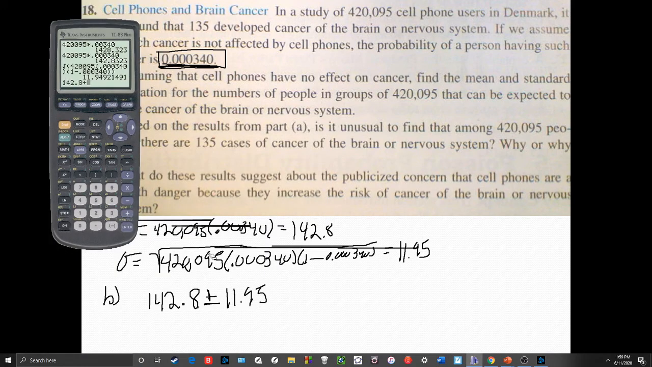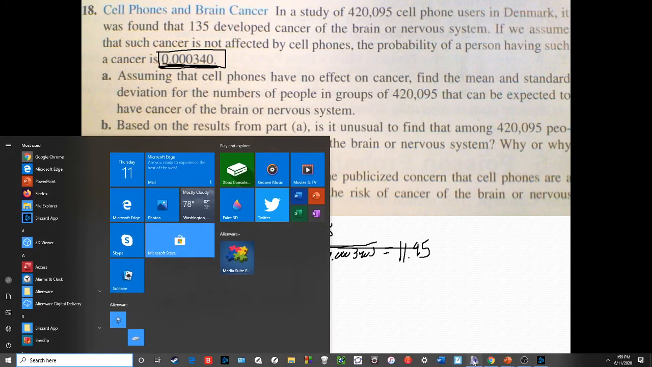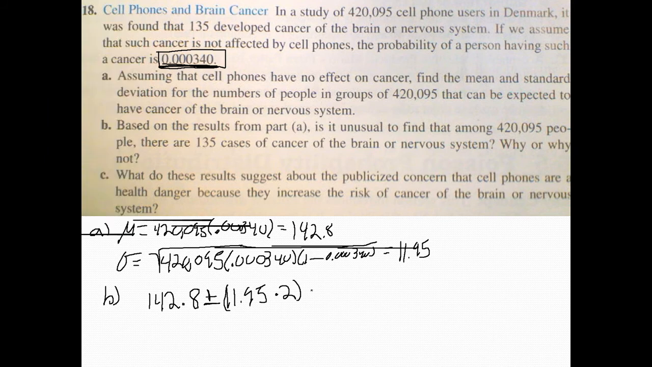So 142.8 plus, actually it's not going to be that, it's going to be 2 times the deviation. Almost made a mistake there. It's going to be that times 2. So twice the deviation above or below. So 11.95 times 2. And then it's going to be minus that. I'm going to round to the nearest whole number just to make this easier to comprehend here. So 118.9 and 166.7.